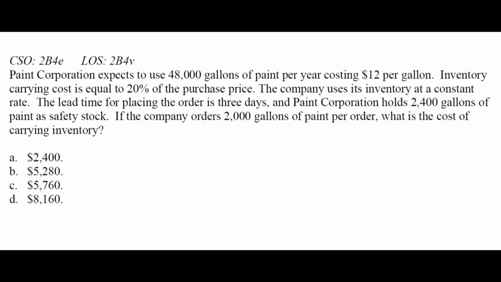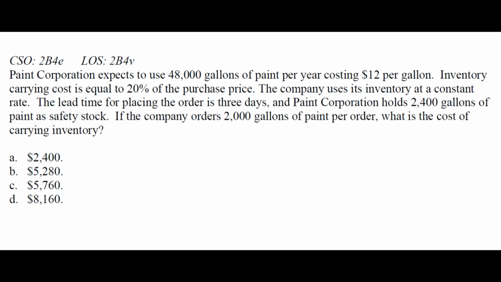Students should recognize that lead time is not needed for calculating carrying cost because the question asks only for the annual cost of holding inventory. Instead, the relevant inventory is the average inventory held. With an order size of 2,000 gallons, the average cycle inventory is 1,000 gallons. Adding the 2,400 gallons of safety stock gives an average inventory of 3,400 gallons.